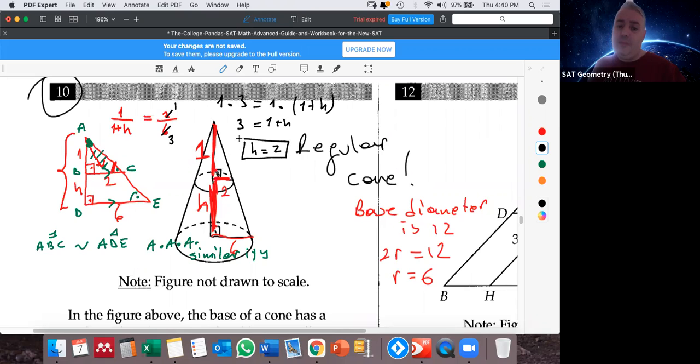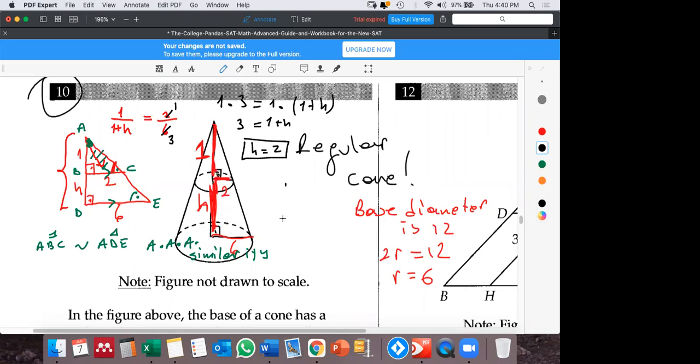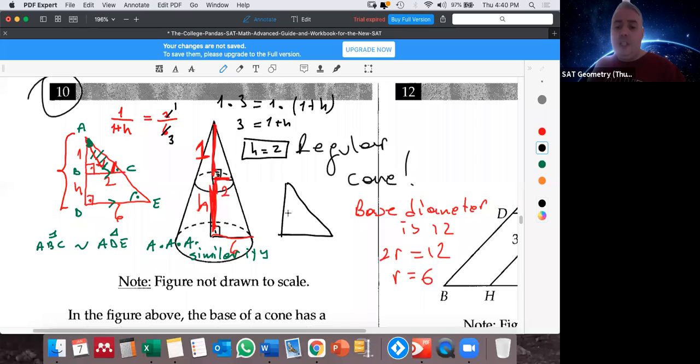Or you may use this logic, since these are similar. The similarity ratio is 2 over 6, which is 1/3. So if this is 1, this must be 2. Why? 1 over 3, 2 over 6.